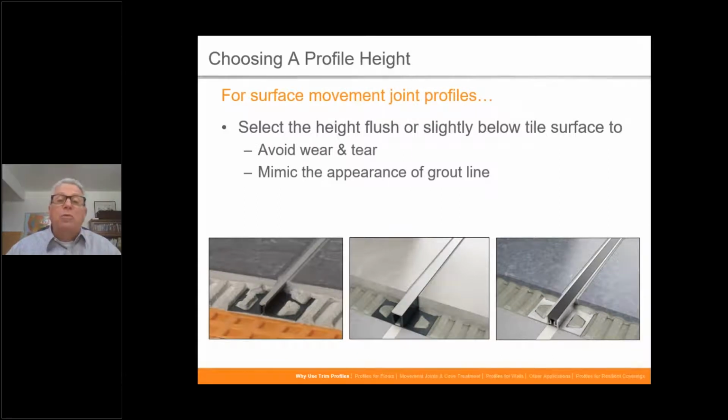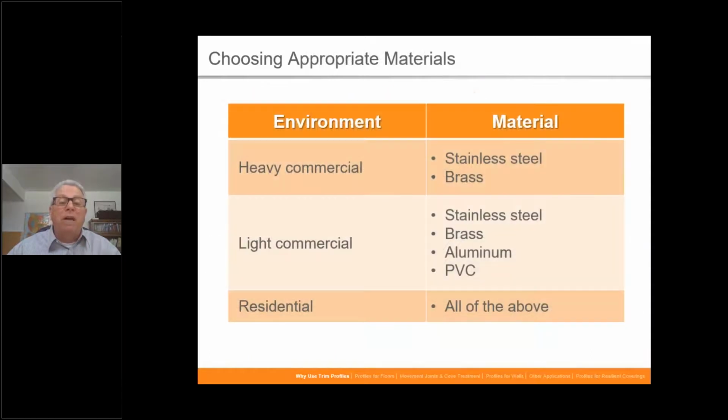If you have one that's within the field of tile, though, like the movement joints you're seeing on your screen here, then what we want to do is pick one that's flush, or maybe just a little bit lower than the tile face itself, never above the top. So it'll look more like the grout line, that is just a little bit recessed from the tile surface. So keep that in mind.